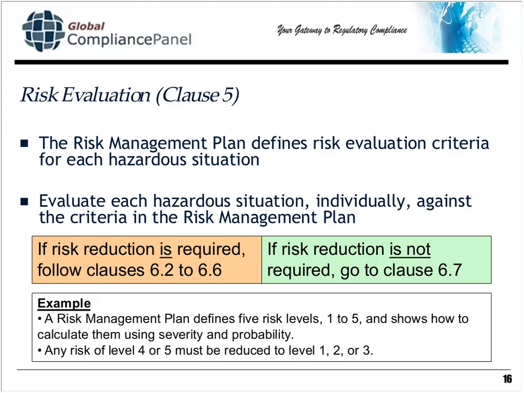So here's a very simple example. The risk management plan defines 5 risk levels, 1 to 5, shows you how to calculate them using severity and probability. And then your acceptability criteria says that any risk of level 4 or 5 needs to be reduced to a risk of level 1, 2, or 3. So that's going to introduce risk reduction. So your acceptability criteria says that levels 1, 2, and 3 are going to be okay. Levels 4 and 5, you have to apply risk reduction methodology.